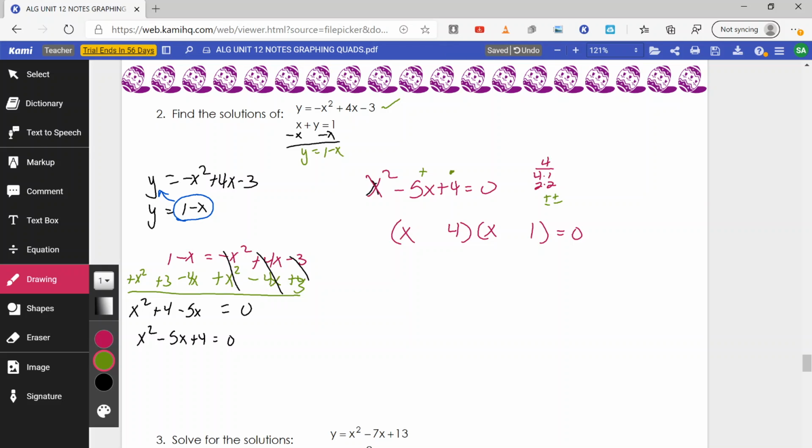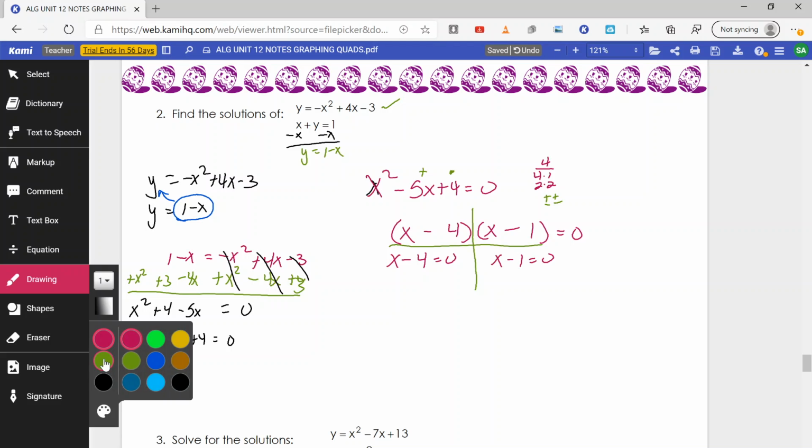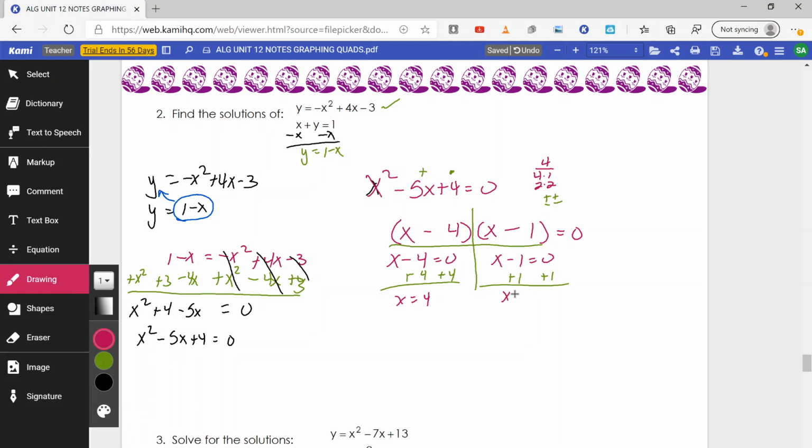I want my answer to be a negative 5, so that means we're going to be subtracting 4 and 1. So what I'm going to do is split them up and set each of them equal to 0. So x minus 4 equals 0 and x minus 1 equals 0. On this side, we're going to add 4 to both sides, so we get x equals 4. And on the other side, we're going to add 1, so we get x equals 1.